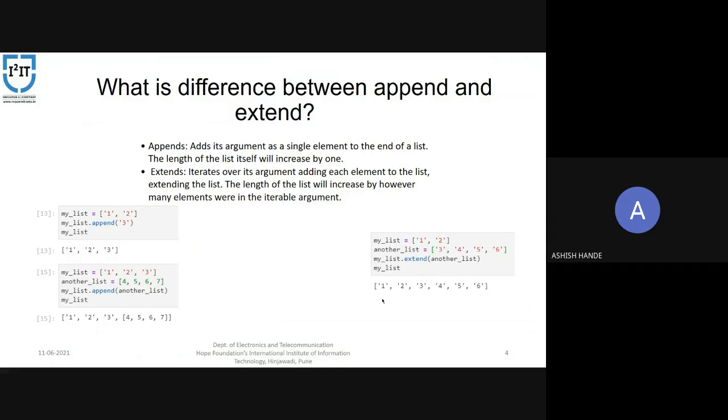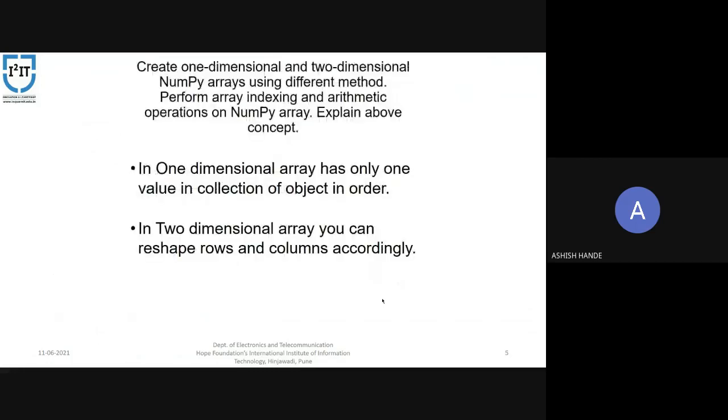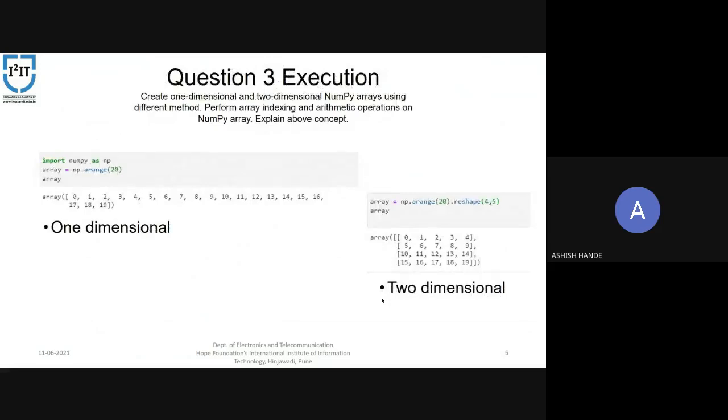And third, to create one-dimensional and two-dimensional NumPy arrays. As you can see, in the one-dimensional array there is only one collection of values in order, and in the two-dimensional array, you can reshape the columns and rows of the given array. As an example, I have shown the execution of the program: import NumPy as np, to arrange 20 values in the array from 0 to 19 in order.